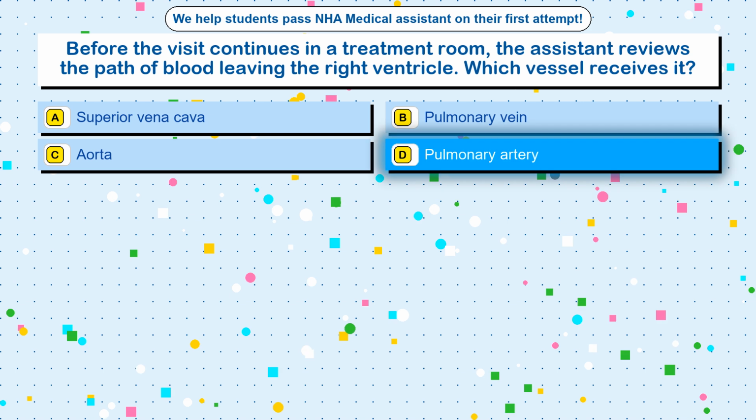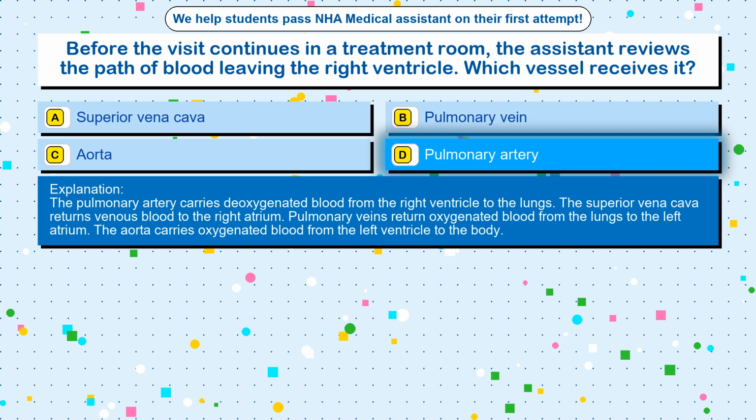The correct answer is option D. Pulmonary artery. The pulmonary artery carries deoxygenated blood from the right ventricle to the lungs. The superior vena cava returns venous blood to the right atrium. Pulmonary veins return oxygenated blood from the lungs to the left atrium. The aorta carries oxygenated blood from the left ventricle to the body.